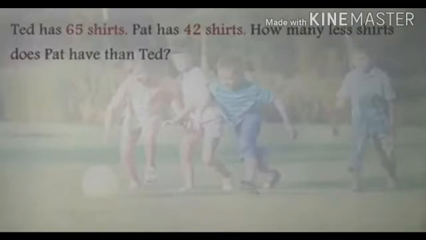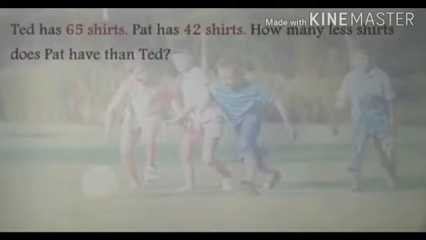Can you identify the key word here? When the key word is less, we need to find the number of shirts less than. Less than is the key word. So, we need to subtract. In order to find how many fewer shirts Pat has than Ted, we need to subtract these two quantities. So, let's try and do that.